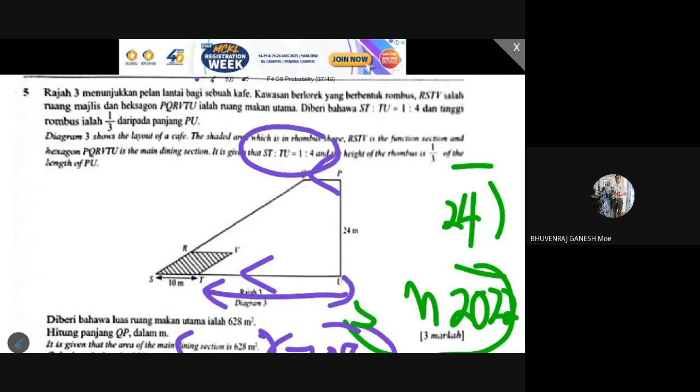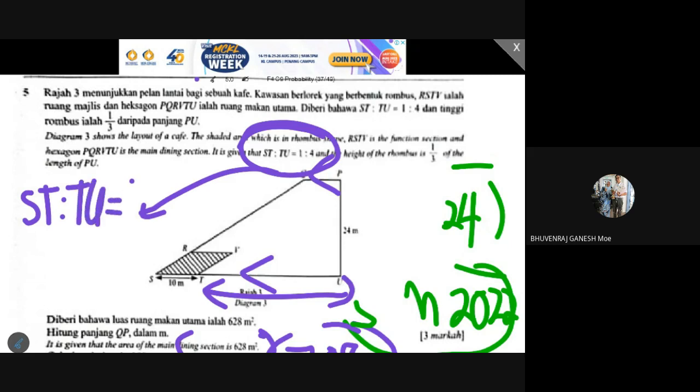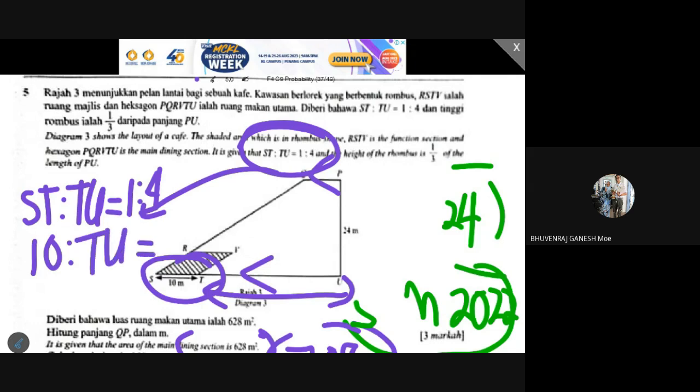Look here, there is one more piece of info. ST to TU, the ratio is 1 to 4. So you need to understand the concept of ratio. If they give you ST, the length of ST is 10, and the ratio to TU is 1 to 4. Can you tell me directly, what is the length of TU now? Yes, very good, 40. Just times the length of ST by 4 and you will get 40.